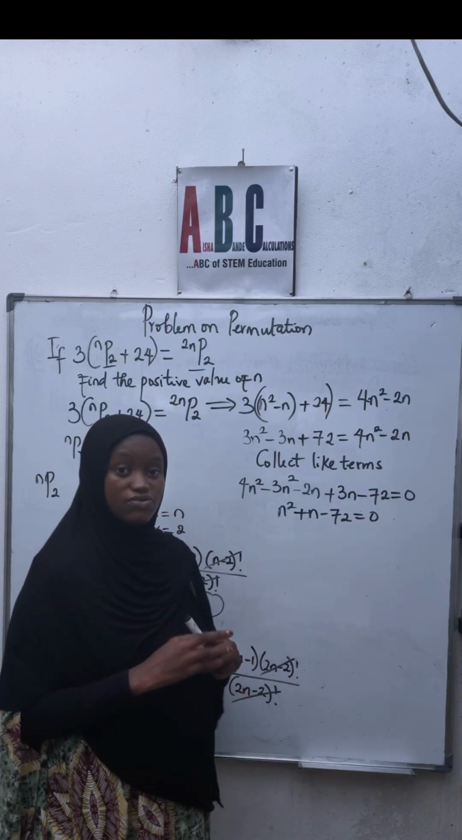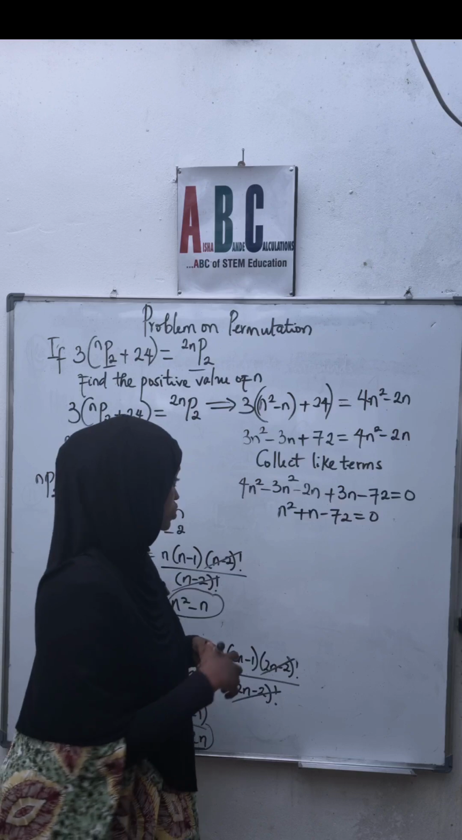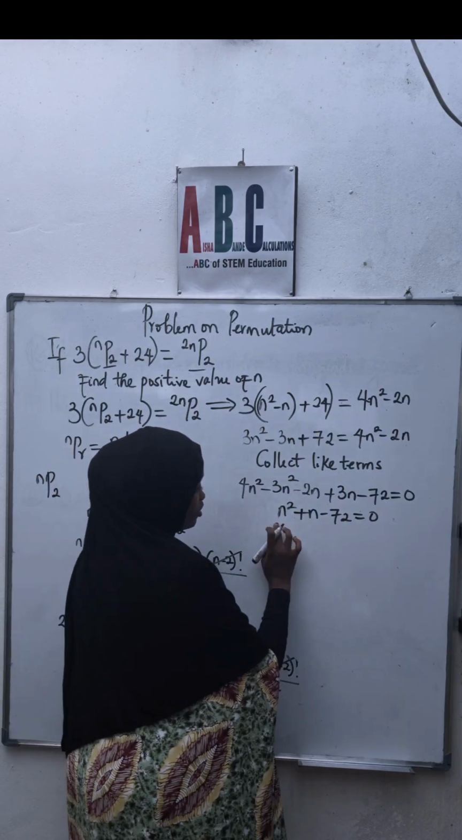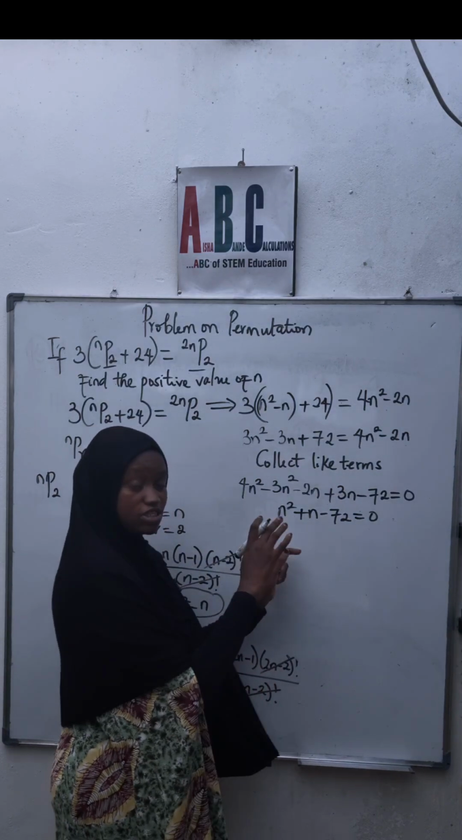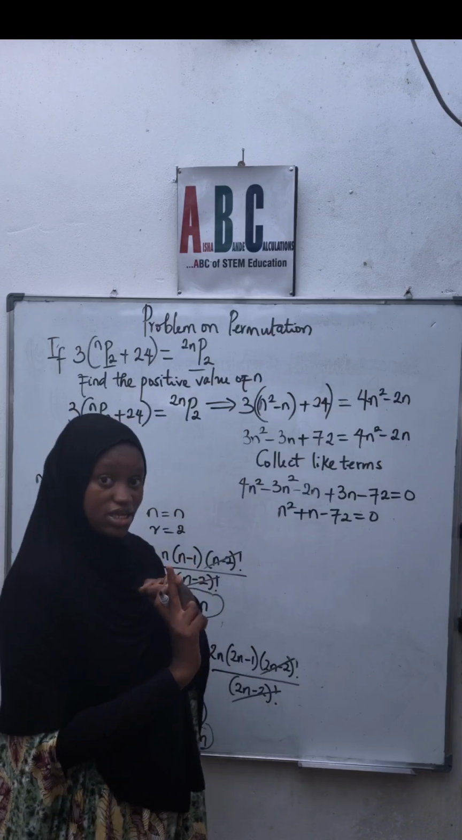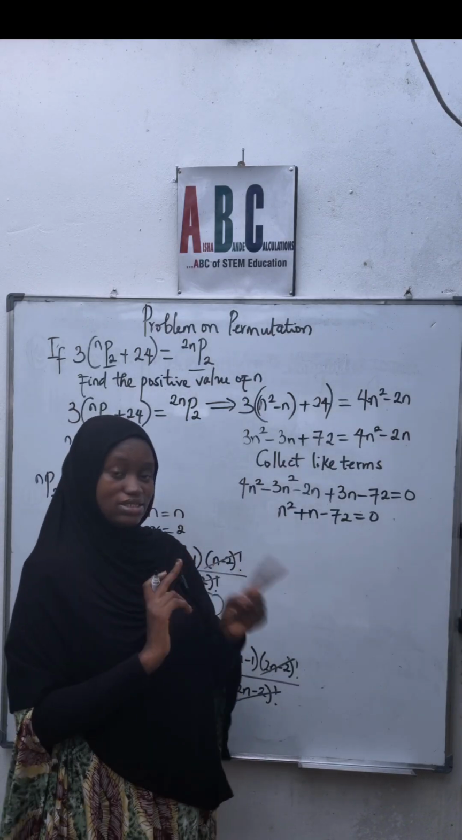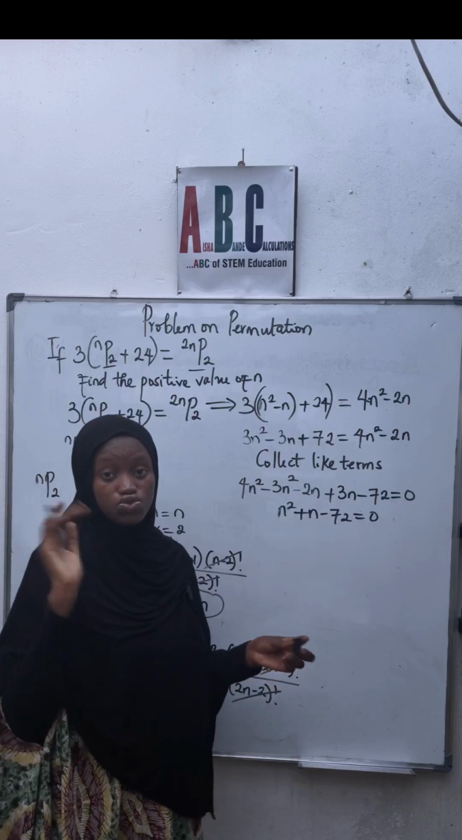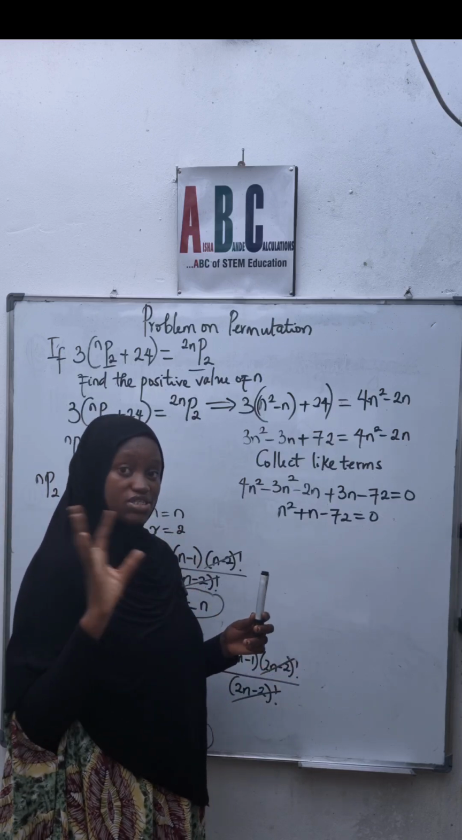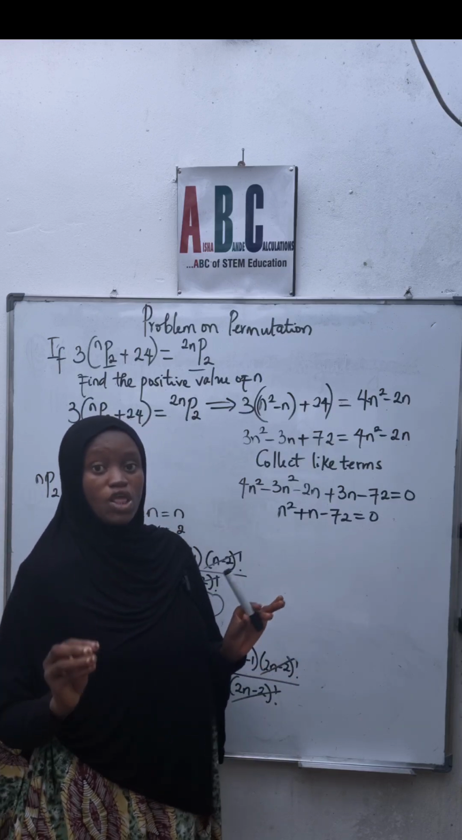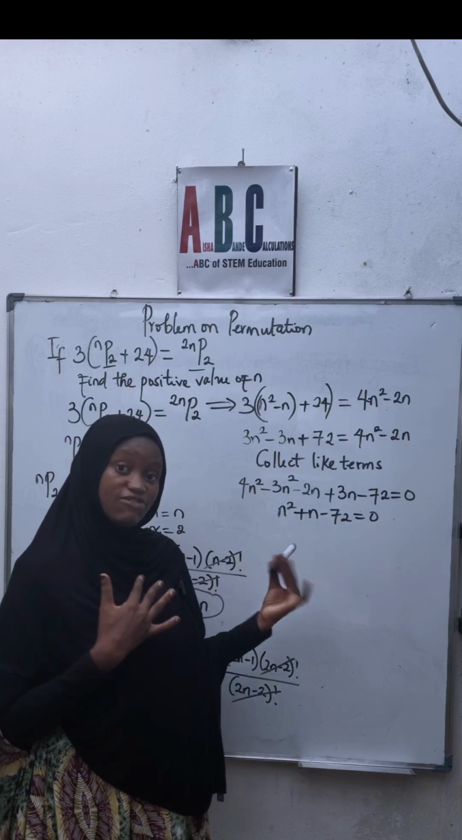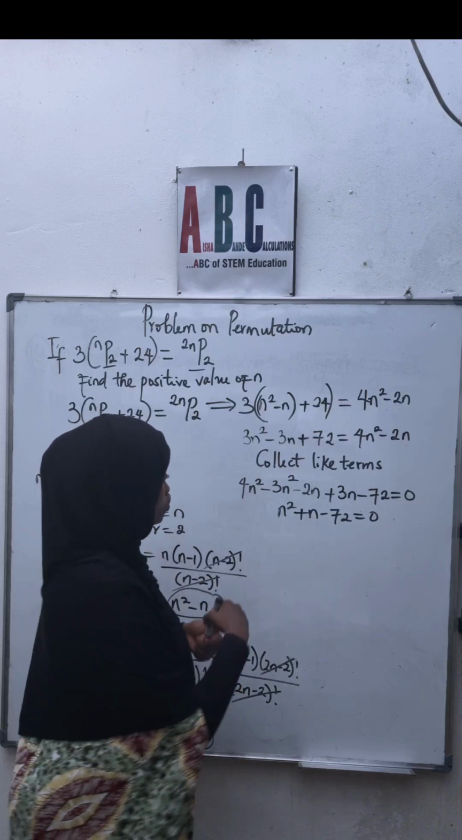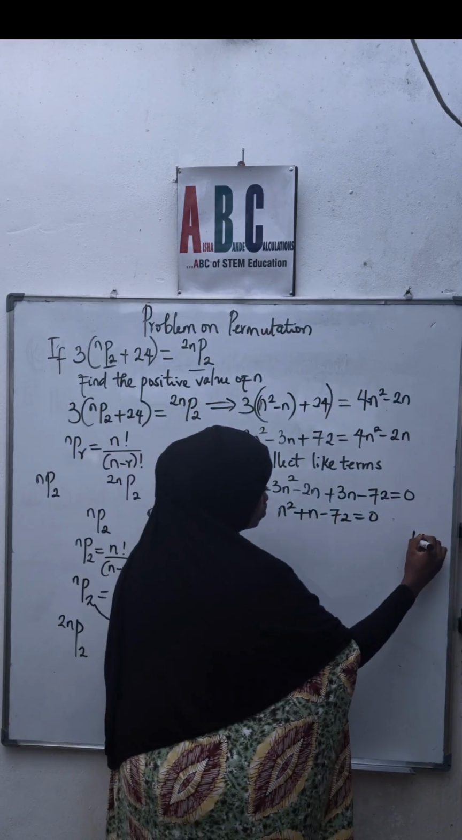Okay, so for the purpose of this class, I'm going to use the factorization method. So the coefficients of the first term and last term, we multiply them together. Quadratic equation is a topic on its own, which I've explained in my previous class. So you can scroll through the page to check for quadratic equation, where I explain how to solve problems using the factorization method. Okay, so here we have 1 and 72.